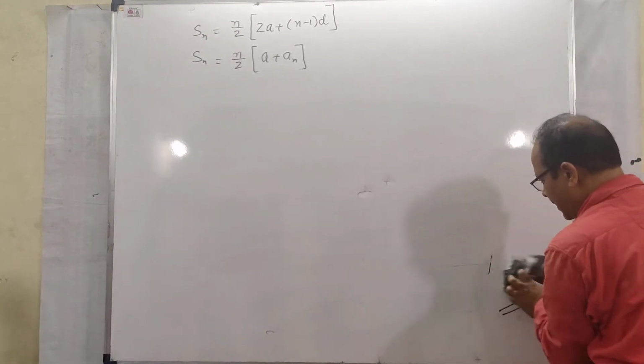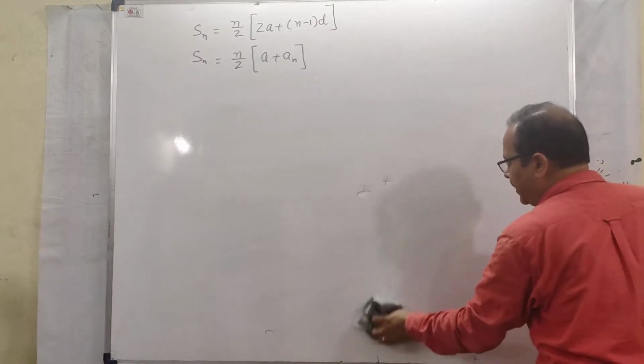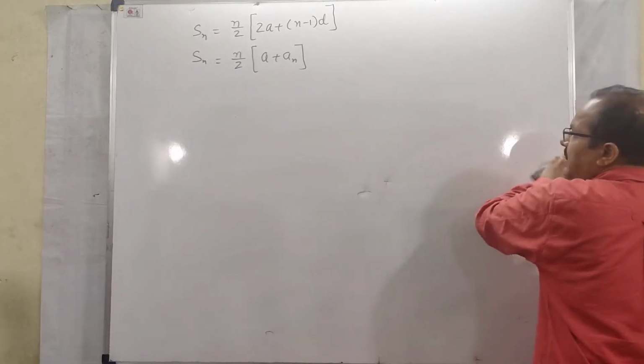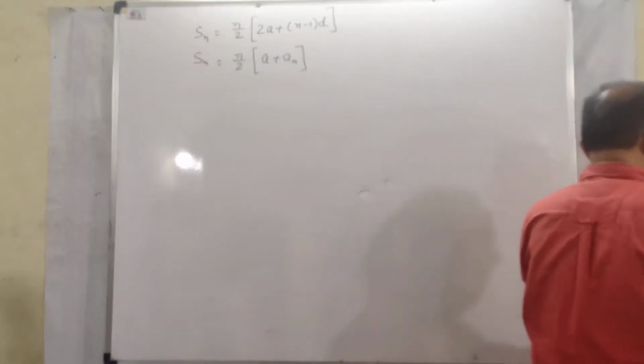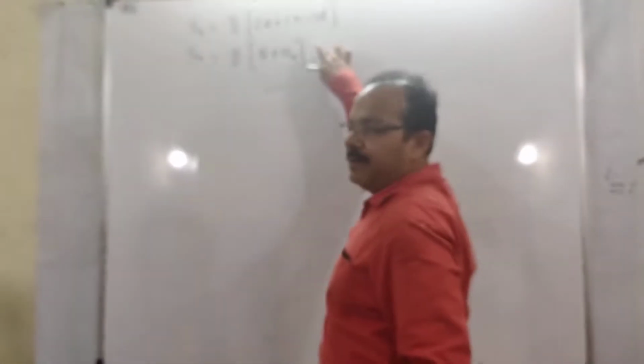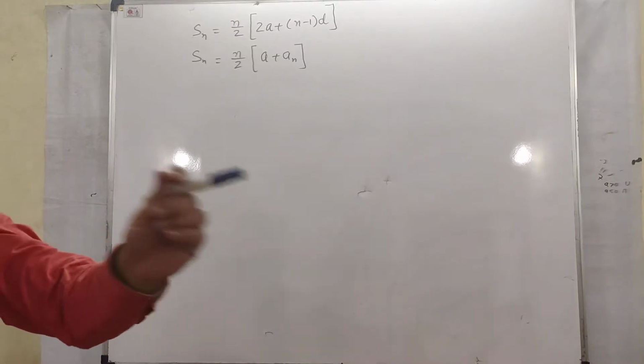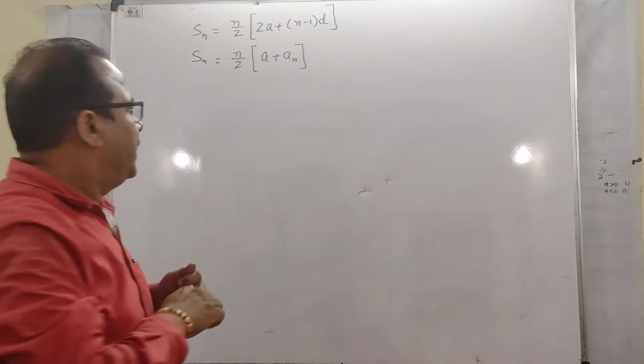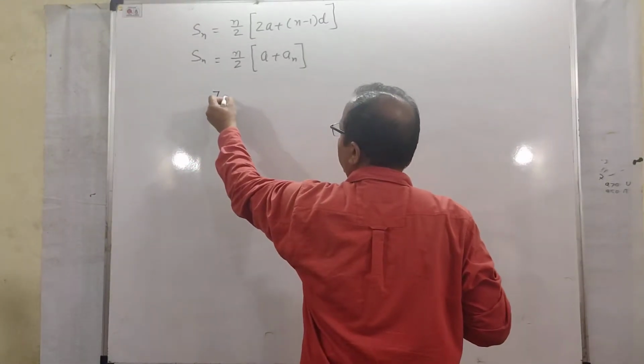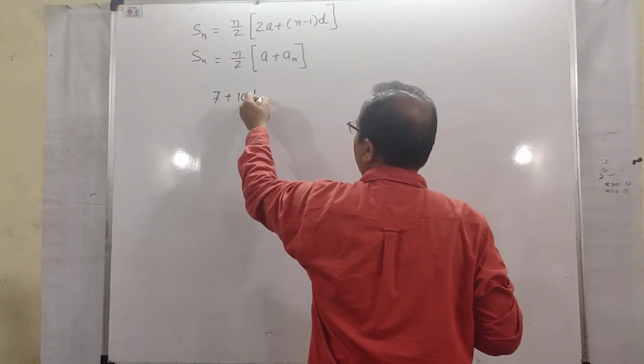Now when we move on to the second question, it is a little bit different, because in the second question we will be using the next formula, the second formula which I had given you. And the question is 7, 10 1 upon 2, 14.